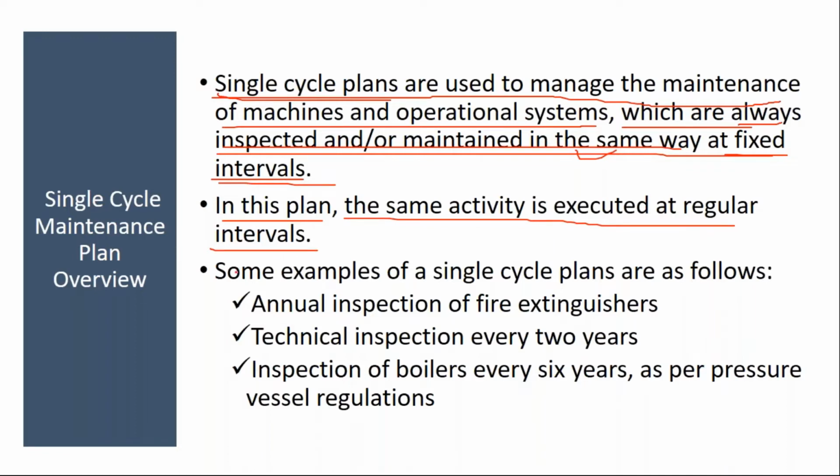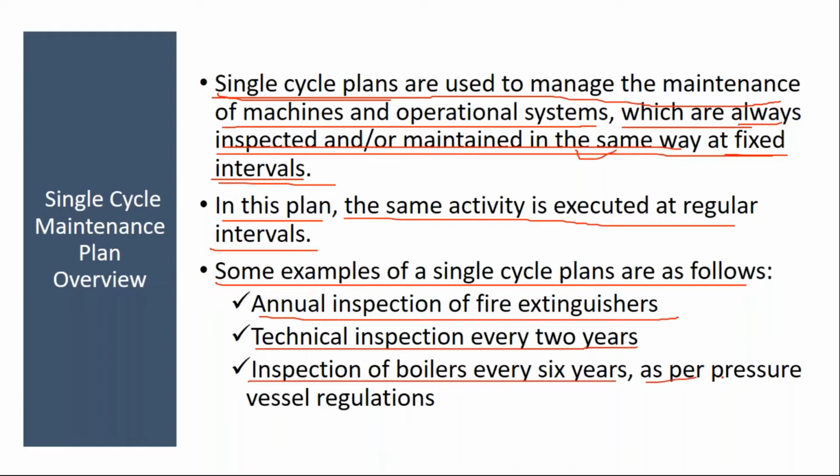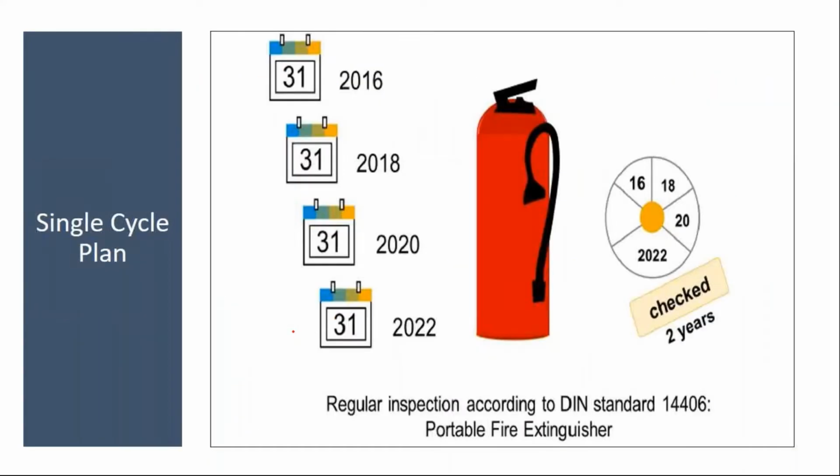Okay, some of the examples of single cycle plan are as follows: annual inspection of your fire extinguisher, technical inspection every 2 years, or inspection of boilers every 6 years as per pressure vessel regulations. So in these kinds of scenarios, you go for the single cycle plan.